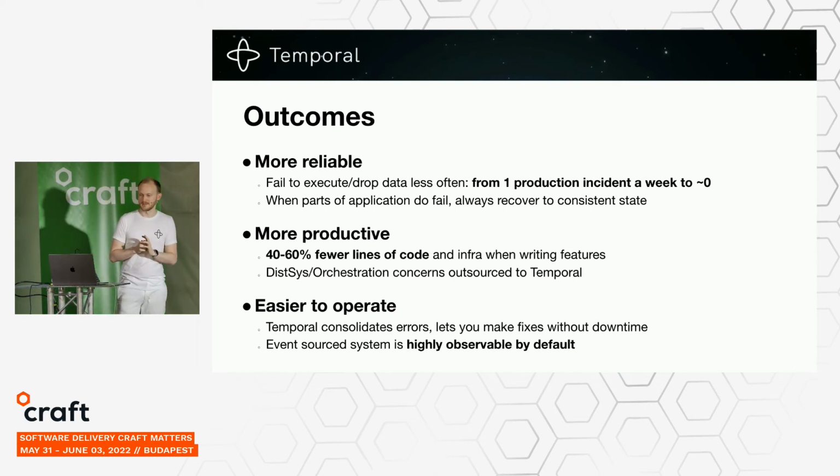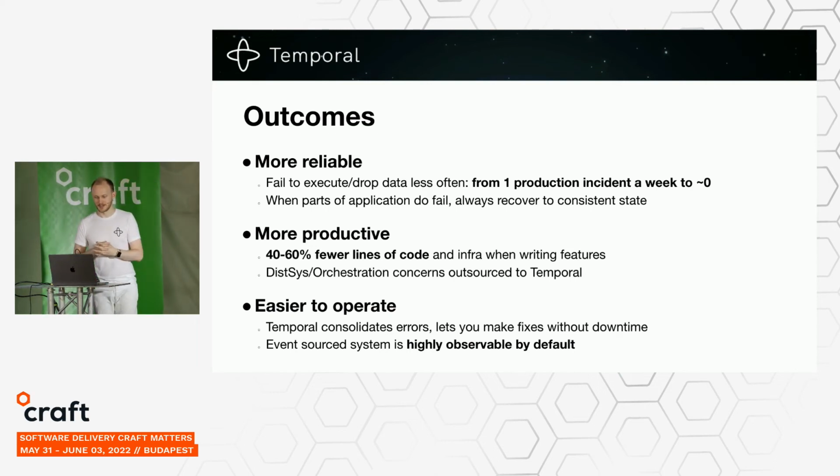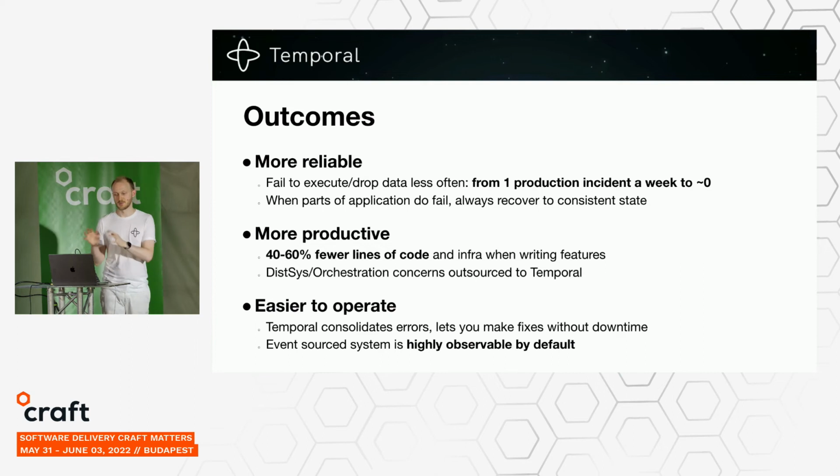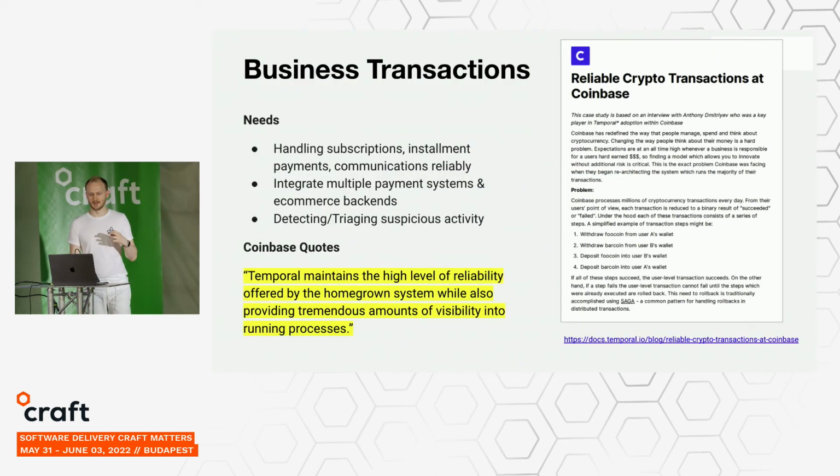People have more productivity, with half as many lines of code and infrastructure, and the ability to outsource a lot of the distributed consistency concerns to the platform. It's easier to operate. Temporal consolidates errors into this one place where you can view it all, and lets you make fixes without downtime. And as it's an event sourced system, it's highly observable by default. You don't need to do anything to enable that.